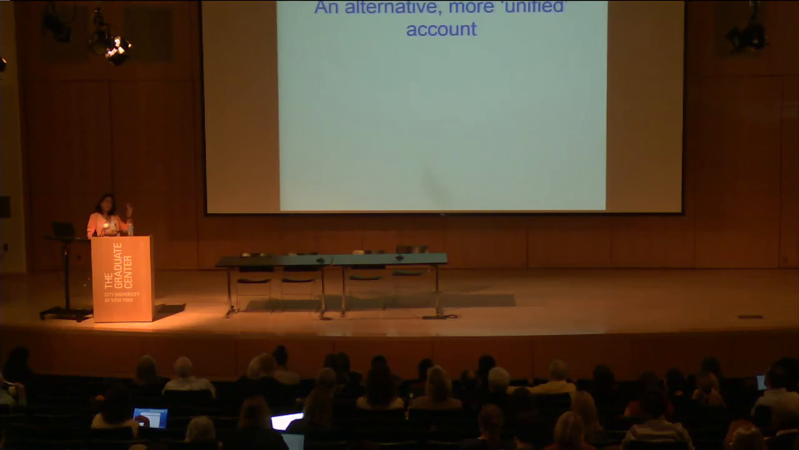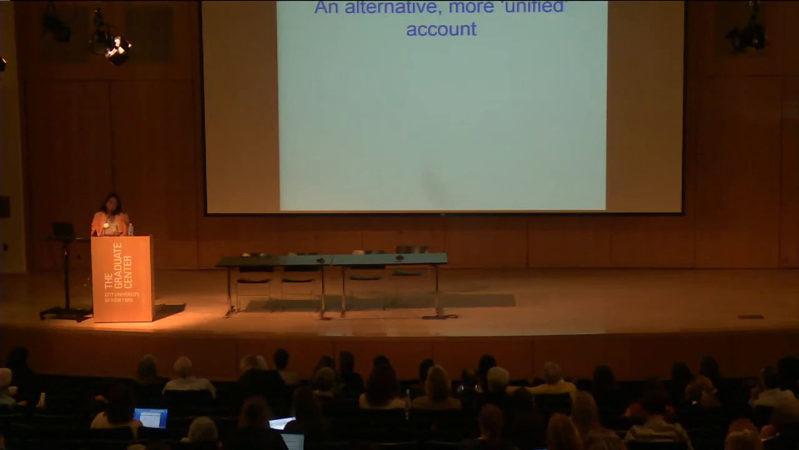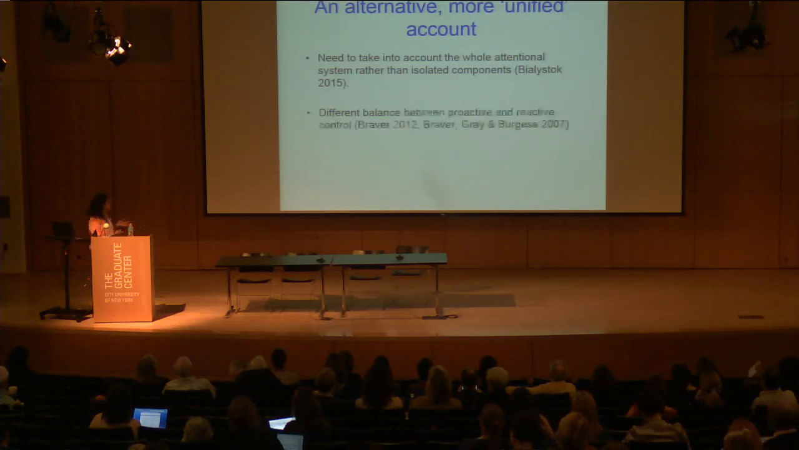I also want to present briefly a slightly different account that doesn't rely on these different subcomponents of executive functions that, according to some people, make finding experimental evidence much harder, right? And finding enough conditions and participants and controls. What if we have an alternative explanation that requires a more unified account? So rather than fractionating executive functions in this way, we take into account the whole attentional system.